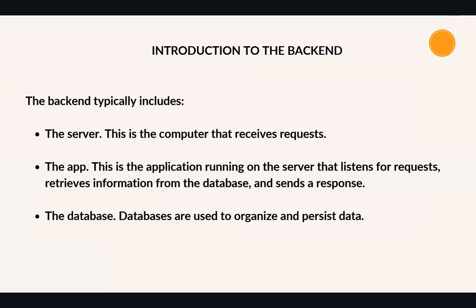Okay. So the backend typically includes a server, and typically you have an application which is running on the server that listens for requests. When there's a request, it will retrieve some information to satisfy that request, and it will send it back to the client. And then you have a database. A database is where you're storing all your information and all the data. So typically you break your backend architecture into these three parts: you have the server, you have the application, and you have a database.